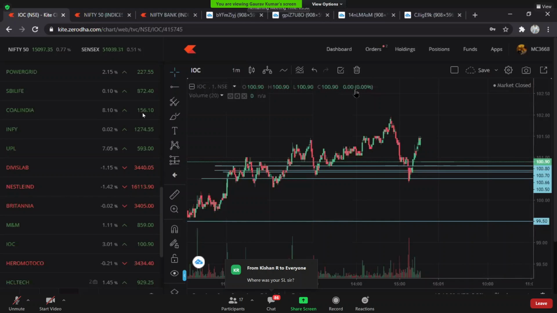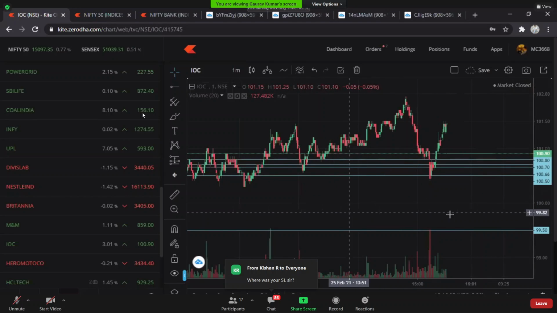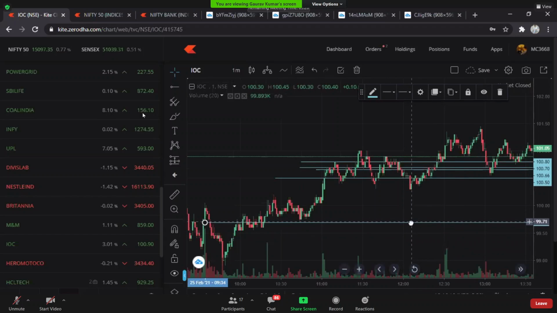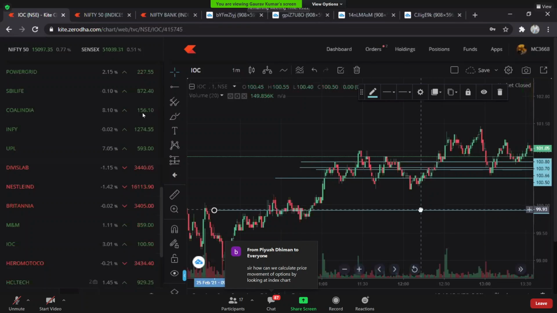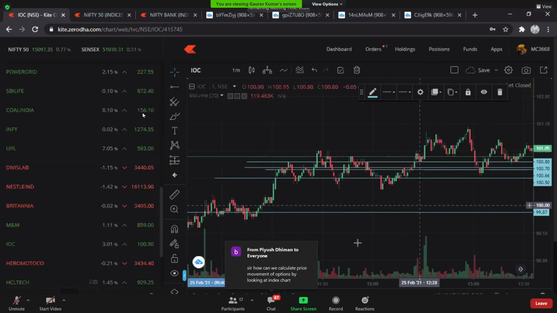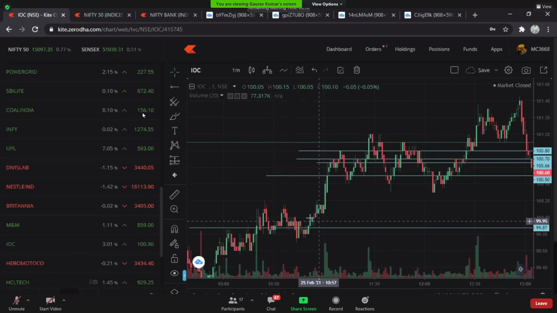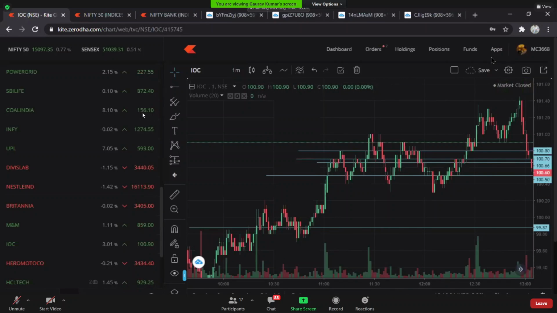What was your SL, sir? So my SL, I guess it was somewhere in this zone. I don't remember my actual SL. My most probable SL would have been this point or this point because here were my weak rejections. If I'm not wrong, 99.8, because here I had a dragonfly doji kind of structure, a long-legged doji, and this could have been my next probable SL. So I think this was my SL, 99.85.